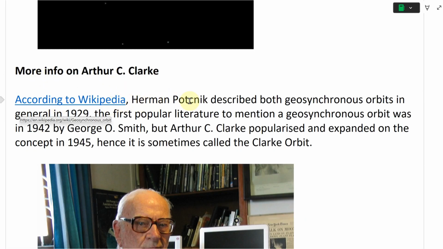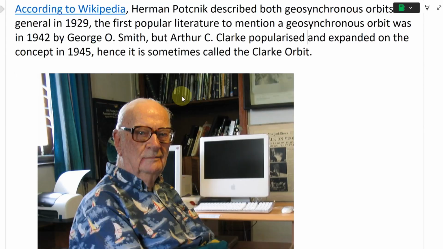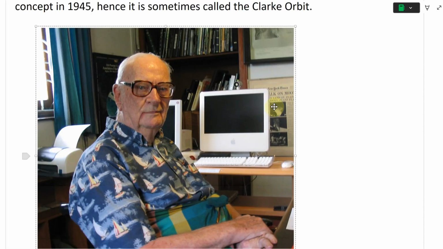Clarke. According to Wikipedia, Hermann Potočnik described geosynchronous orbits in general in 1929. The first popular literature to mention a geosynchronous orbit was in 1948 by George O. Smith, but Arthur C. Clarke popularized and expanded on the concept in 1945, hence it is sometimes called the Clarke orbit or the Clarke geosynchronous orbit. There he is with this epic shirt, and he also has this New York Times Magazine cover about walking on the moon. Interesting.